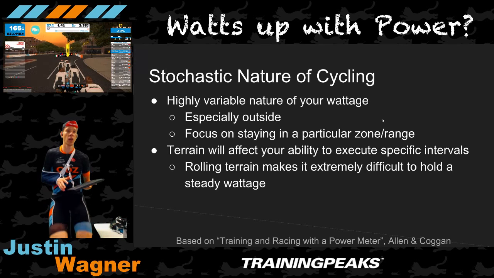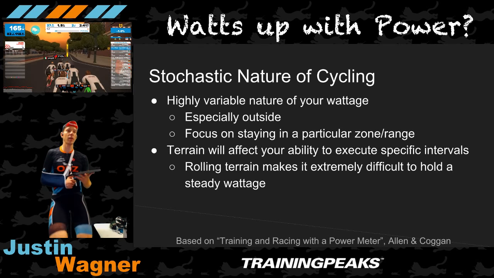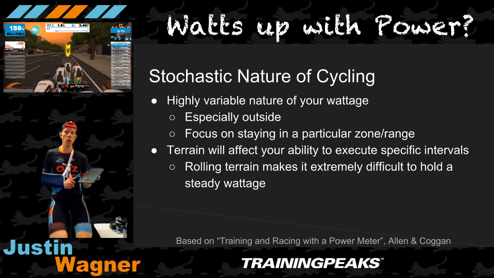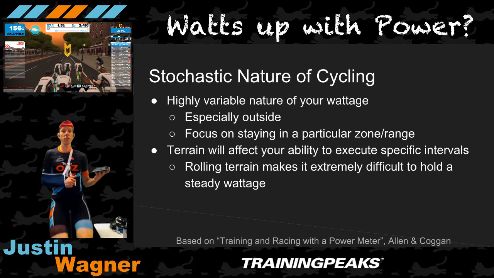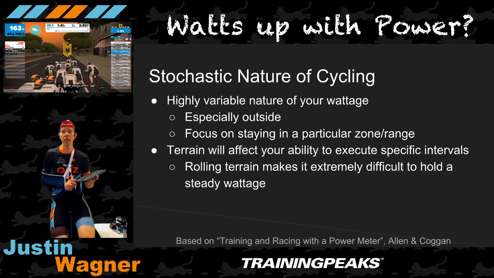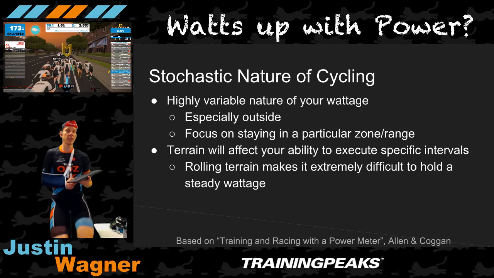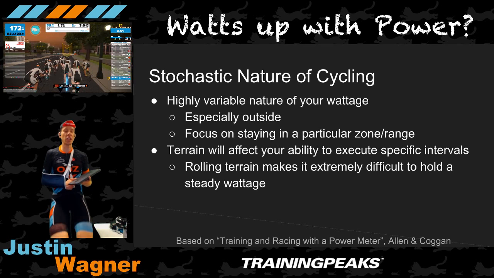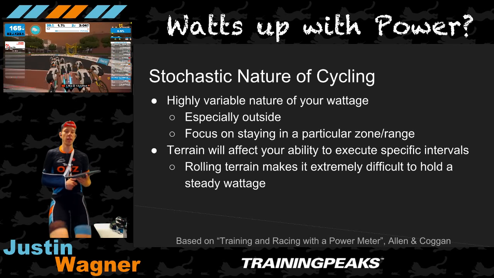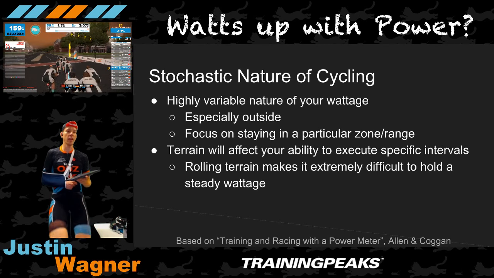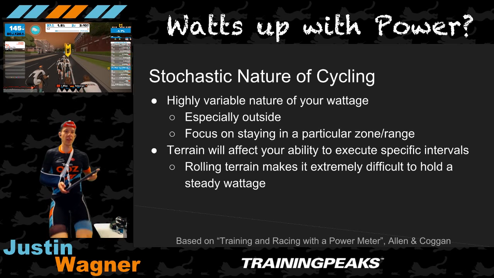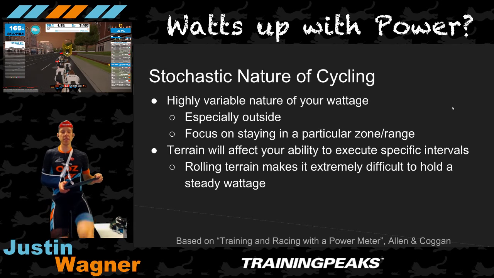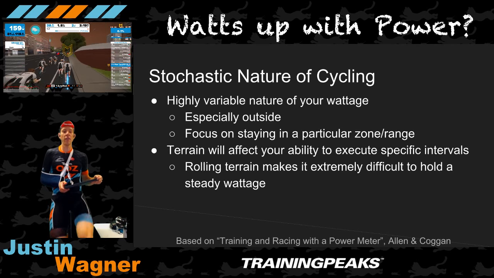And that's exactly what the stochastic nature of cycling means. We're talking about the highly variable nature of your wattage. If you first get a power meter outside and you start riding, you'll say, whoa, these numbers are all over the place. How am I supposed to tell anything from it? Jumping here, jumping there. Well, it's the way the power numbers are. They change a lot more rapidly than heart rate will, and you can understand the purpose of that. And like we talked about here, terrain is going to affect your ability to execute specific intervals, just because as the resistance changes, it's really hard to keep that effort constant.